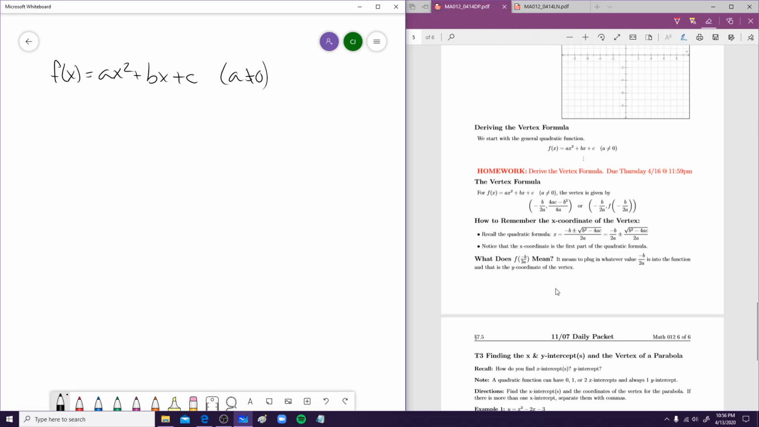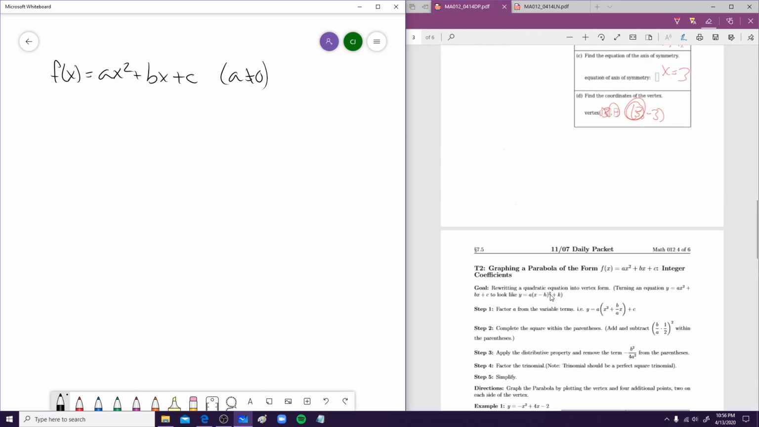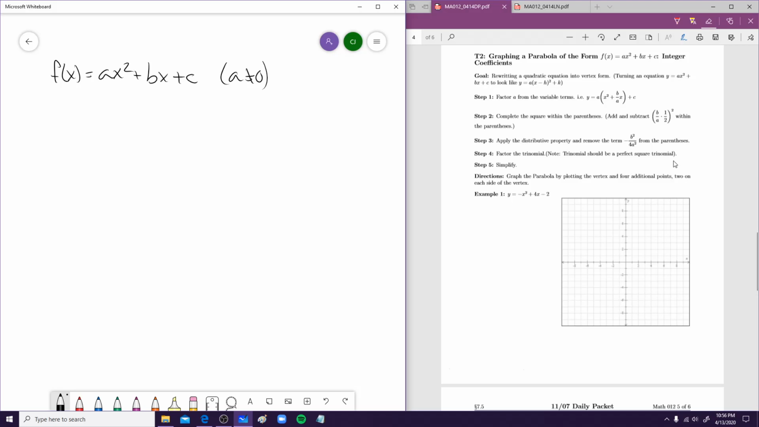So how am I going to derive the vertex formula? I am going to use these steps that we talked about in the second topic. For step 1, technically I don't need that because there's an equal sign, right? So same step. I'm going to factor out the a from my variable terms. So this becomes a times x squared plus b over a x, and then plus c. If I distribute the a back in, I will get the original equation.